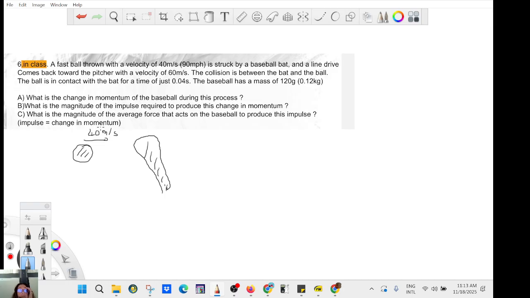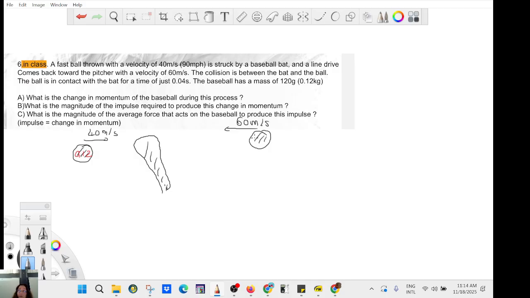The baseball, so this is 0.12. Okay, we don't know here. So that's before. Do you agree? And then it's bouncing off with 60 now. So you see the kinetic energy has increased because there is a transfer of energy from the baseball bat. But the total momentum stays the same. Total momentum stays the same, but the kinetic energy here has increased.